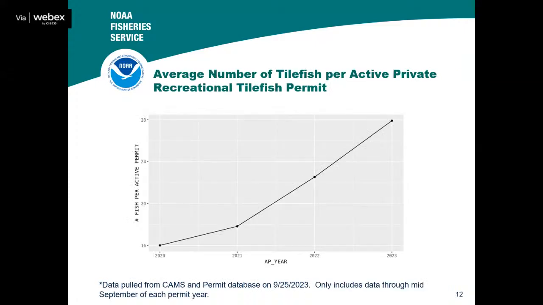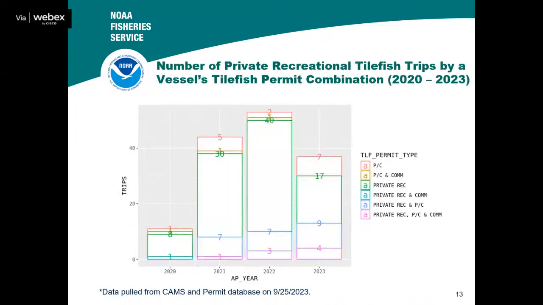I also looked at the average number of tilefish landed per active permit in a year. And this was a little interesting, where it seems like there's been an increase through time, with folks reporting more fish per active permit. Not quite sure why that would be the case, but it seems like that's been trending upward since the beginning of the program. Next slide.